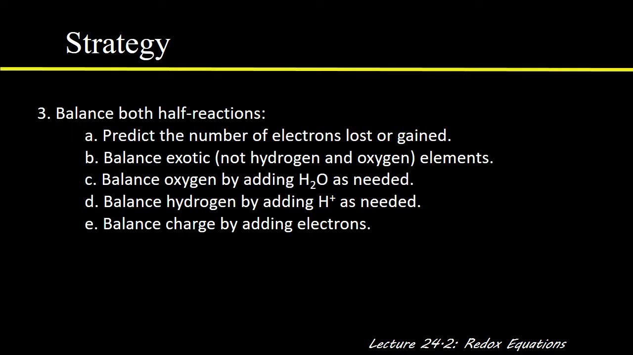All right. Then for both of the half reactions, predict the number of electrons that are being lost or gained. That's not actually 100% essential, but it's often helpful because at the end we're going to balance the charge by adding electrons, and it's nice when we see that the number of electrons that we predicted at the beginning matches the number of electrons that we end up adding at the end. That always makes us happy and gives us an idea that we are on the right track.